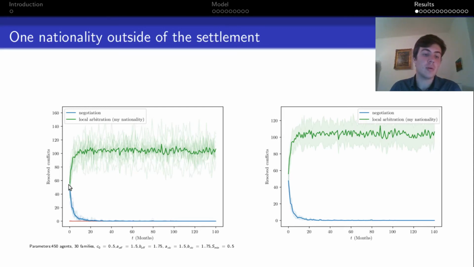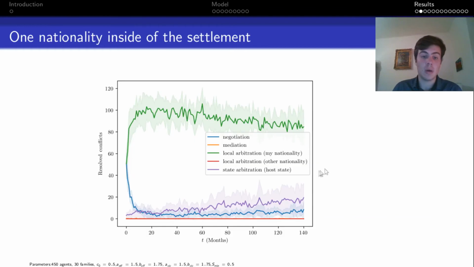In each run we generate a new social network. Here we see the same, but with interval given by standard mediation. And we see that for this set of parameters, it's the local arbitration that's the most popular way of solving. Now we are in a camp, there is possibility of mediation and state arbitration. We see that local arbitration is still the most popular way of solving conflict, but state arbitration actually becomes more and more popular, and there is some level of negotiation that maintains.